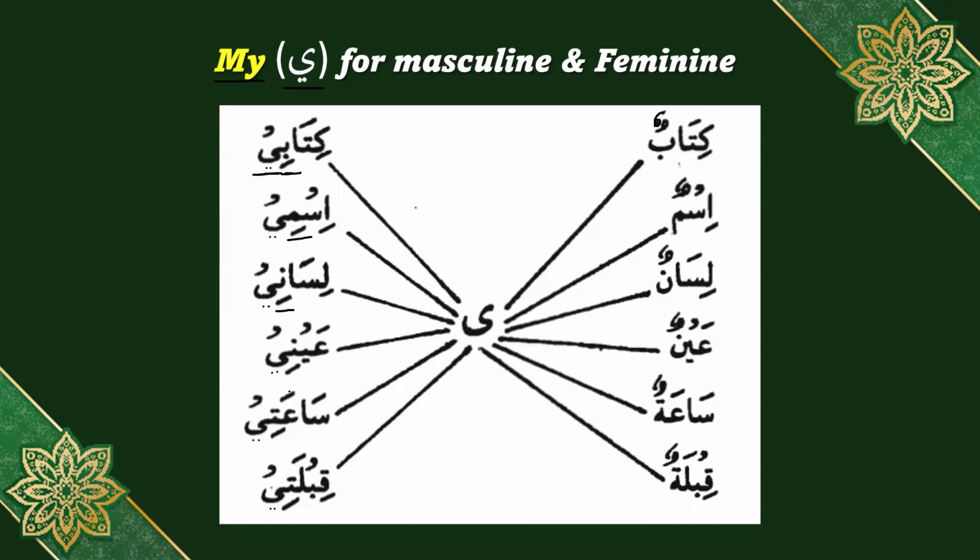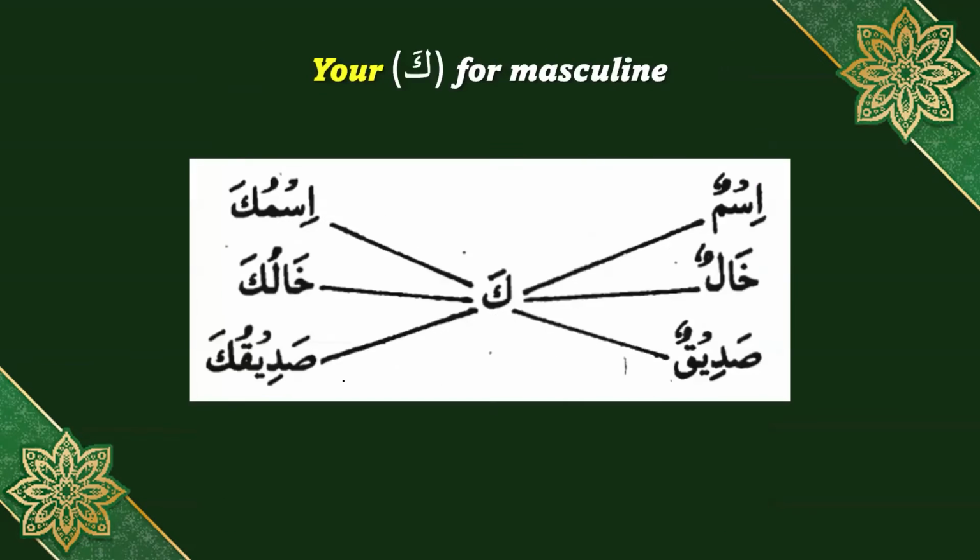So it becomes kitabi, ismi, lisani, aini, sa'ati, and qiblati. Whatever nouns or objects you have in front of you, just look at the object and try to say my. For example, my phone, you will say jawali. My desk, maktabi. Whatever you have around you, now you can practice with that.